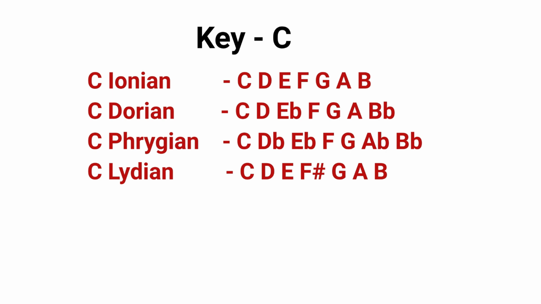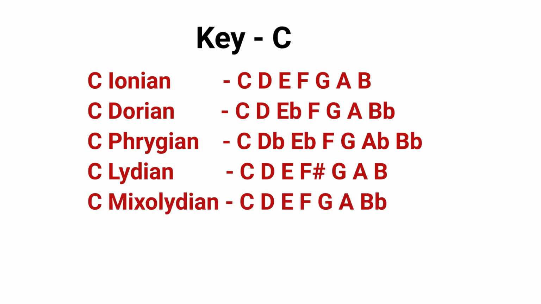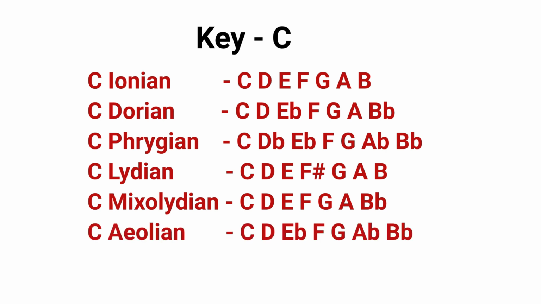If you want to play in the next mode, that is C Mixolydian mode. So what are the notes coming in C Mixolydian mode? That is C, D, E, F, G, A, B flat. If you want to play in the next mode, that is C Aeolian mode. So what are the notes coming in C Aeolian mode? That is C, D, E flat, F, G, A flat, B flat.